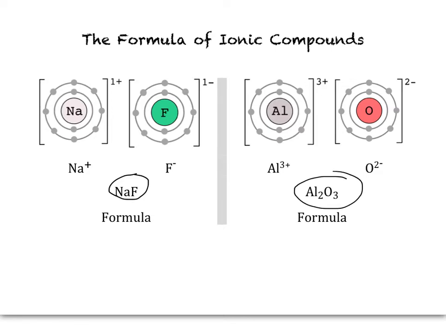From now on, I will no longer give the diagrams of the ions and shells. I will only draw the stable ions. For example here, Na+, F-, Al3+, and O2-.